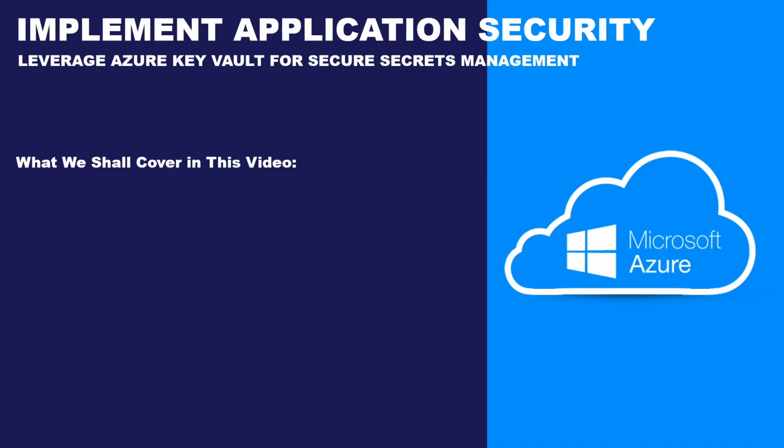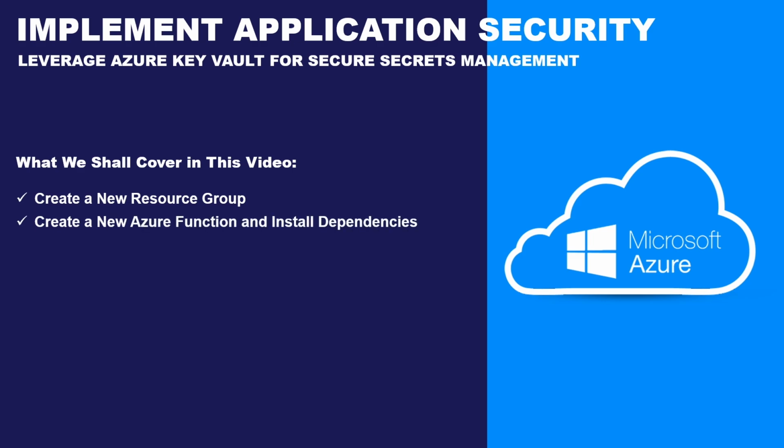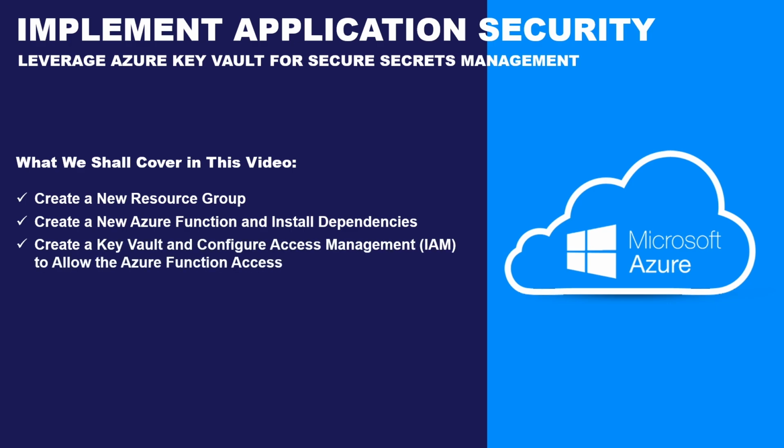In this session, we will cover setting up a new resource group to organize and manage all the resources needed for an Azure solution, creating a new Azure function and walking through the installation of necessary dependencies to get it up and running, creating a key vault to securely store secrets, and configuring access management (IAM) to ensure that the Azure function can safely access the secret stored in the key vault.